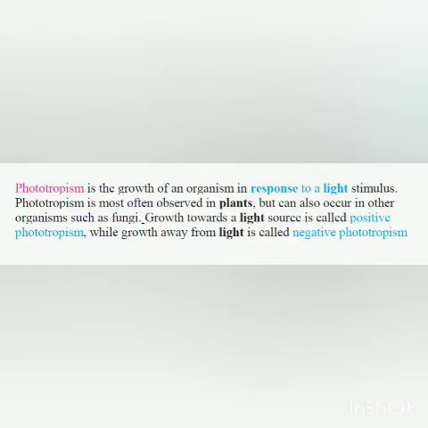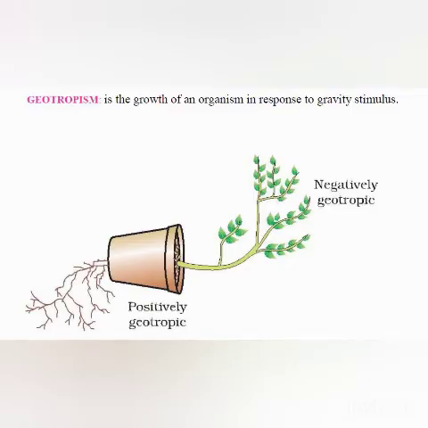Now environmental light is one of the environmental factors which acts as a stimulus. There can be other stimuli, like gravity, water, and chemicals also. Let us take gravity as a stimulus. Now children, you all know that the roots always grow towards gravity and shoots always grow away from gravity. So this is called geotropism, when the growth of an organism takes place in response to gravity stimulus.